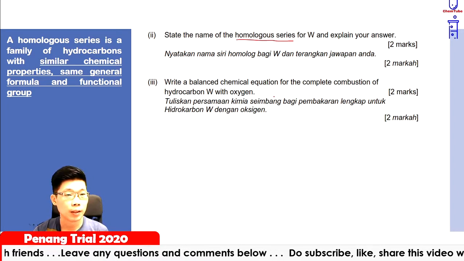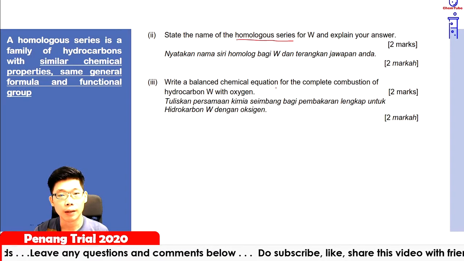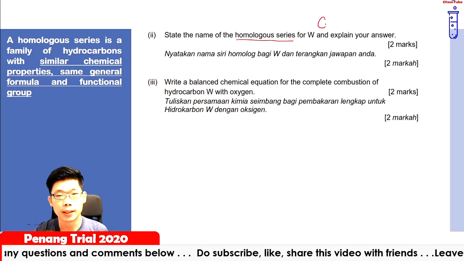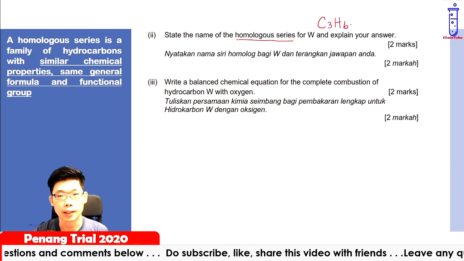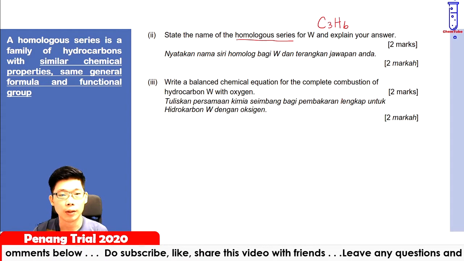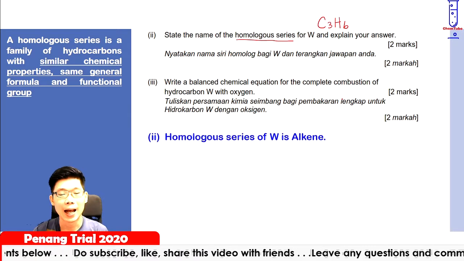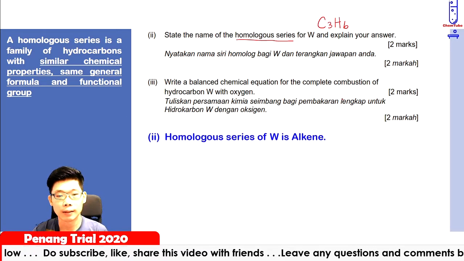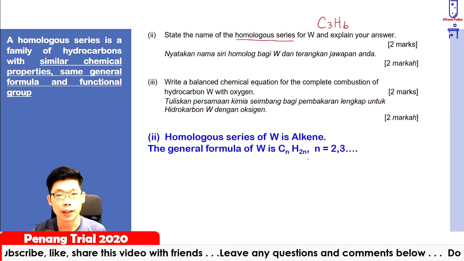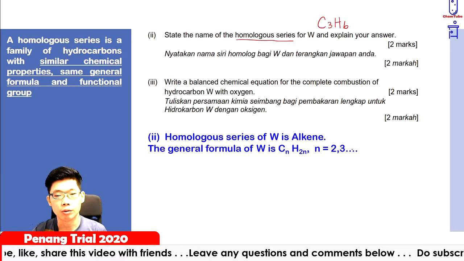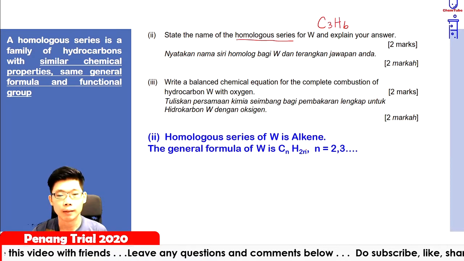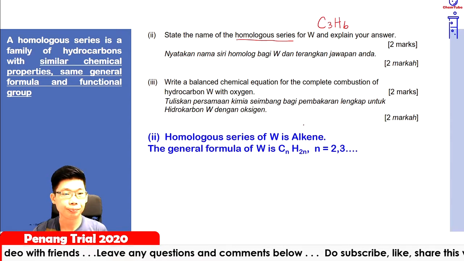These are the 5 homologous series in the SPM syllabus. So here, we found out that just now the molecular formula is C3H6. So based on the information given here, we know that the homologous series is alkene. How do you know that? Because the general formula for W is CnH2n. N starts from 2, 3, and so on, meaning that this is the alkene homologous series.